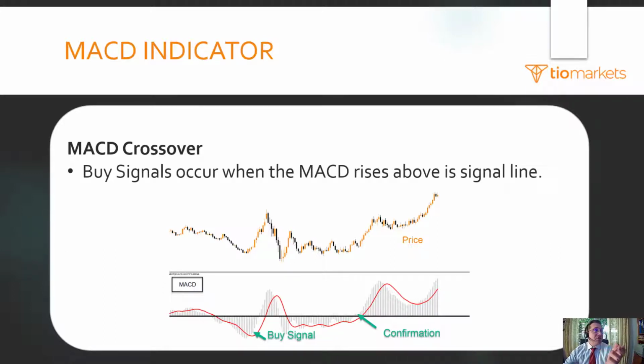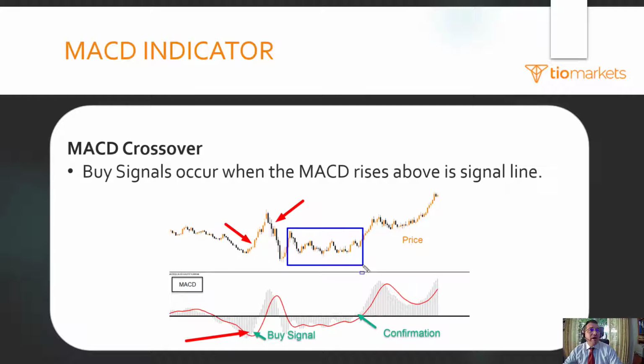Now, the buy signals are the opposite of the sell. A buy signal will occur when the MACD rises above its signal line. Here you can see a buy signal. Let's highlight that for you again. You can see that the MACD, the gray shaded bars, crossed above the red line. That was our buy signal. And then here you can see price on or about when we got that signal and how it reacted.